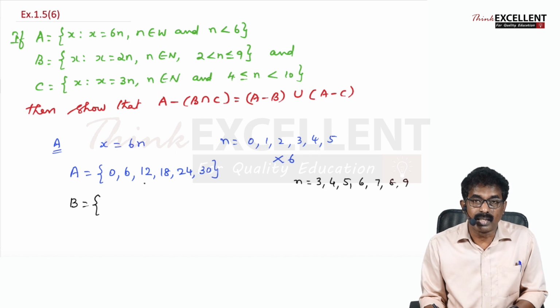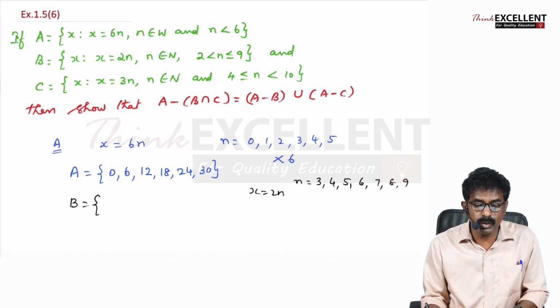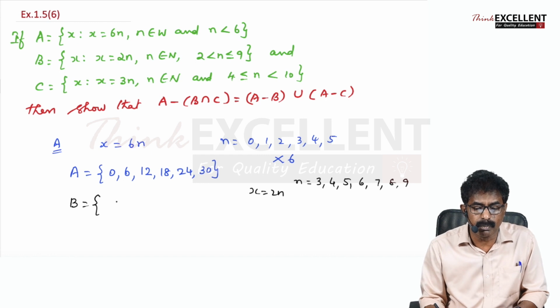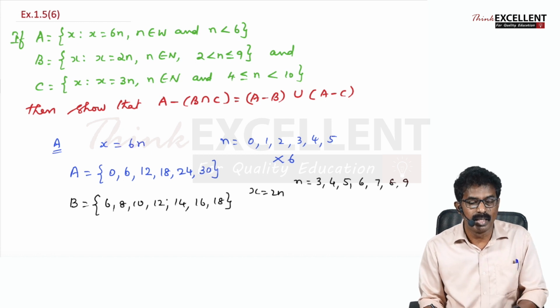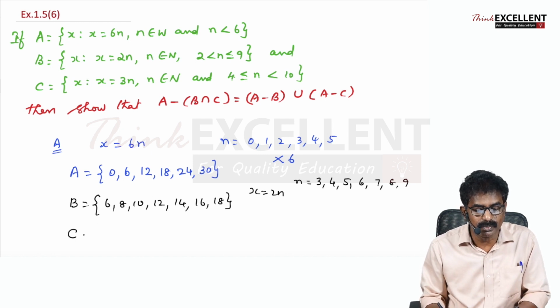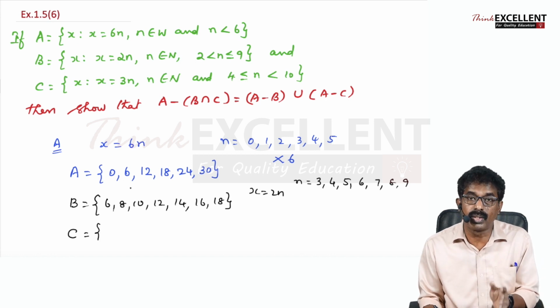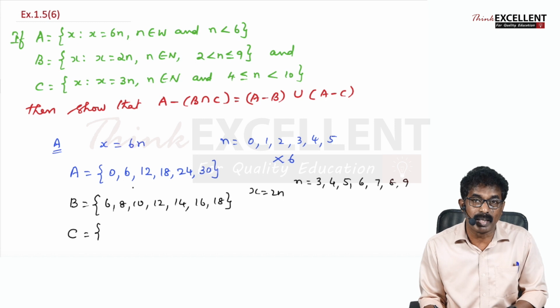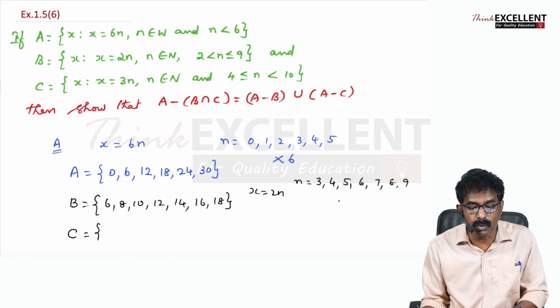The formula they have given is x equals 2n. So multiply by 2: 3 2s are 6, 4 2s are 8, 5 2s are 10, 6 2s are 12, 7 2s are 14, 16, 18. 9 2s are 18. That is B. Now we see C also. C equals the set of all x such that x equals 3n. Multiply by 3. So see what is n here?